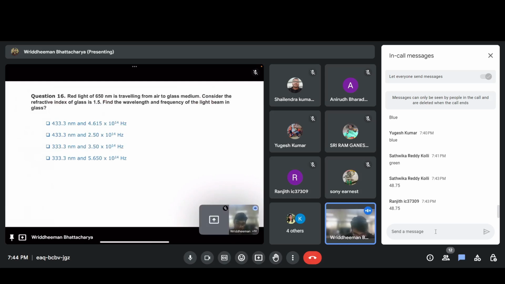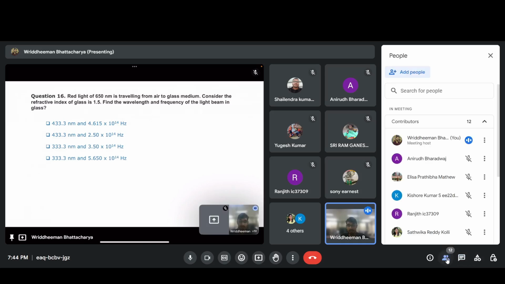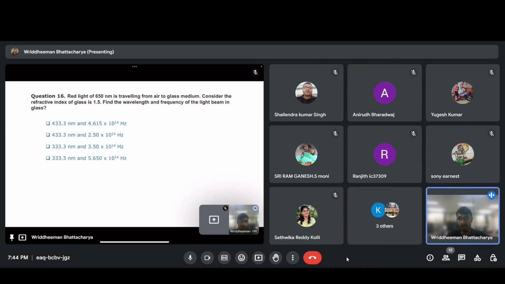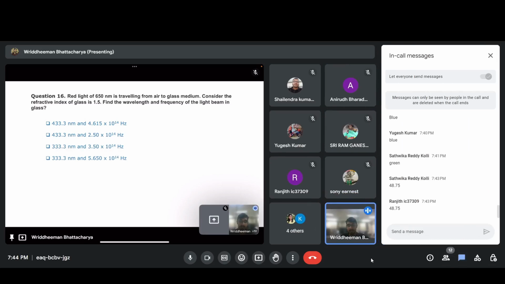Question 16. The red light of 650 nanometer is traveling from air to glass medium. Consider the refractive index of glass is 1.5. Find the wavelength and frequency of the light beam in the glass. Can you guys just talk it out and let me know the answer in the chat box of this question, which was one of the questions in your assignment zero also, I guess.